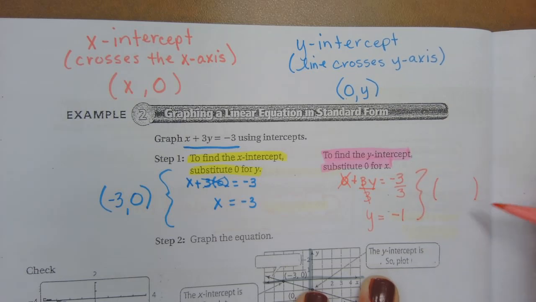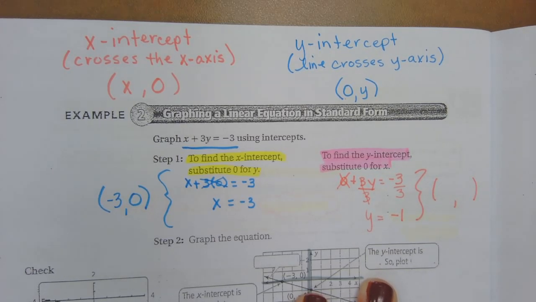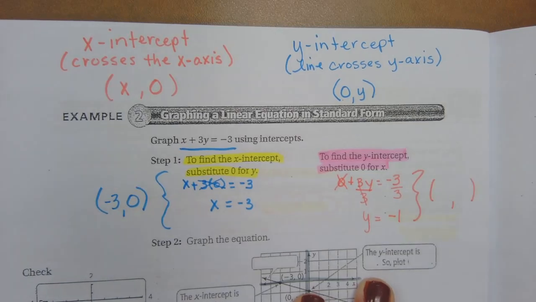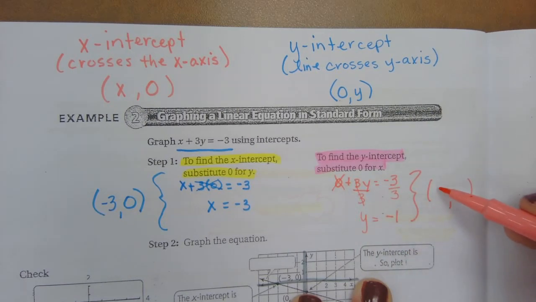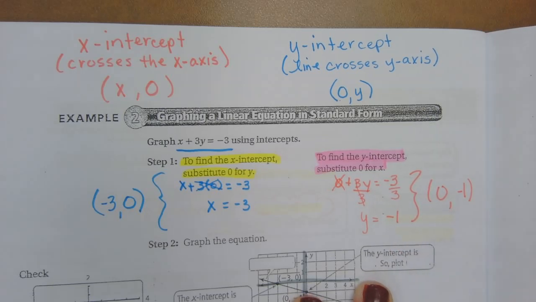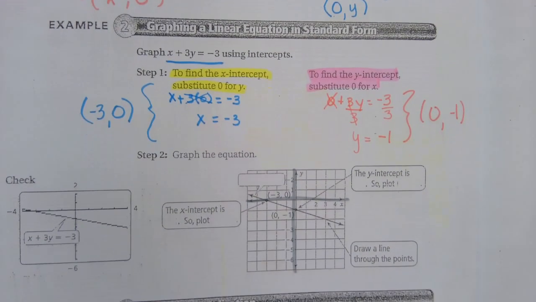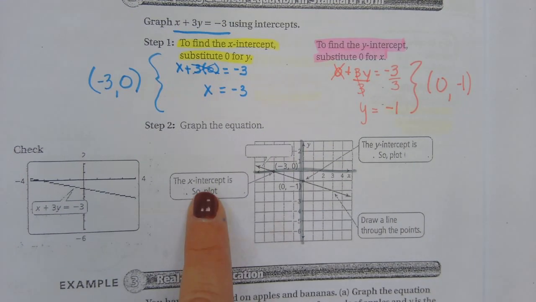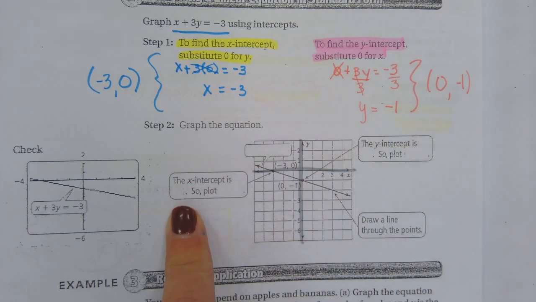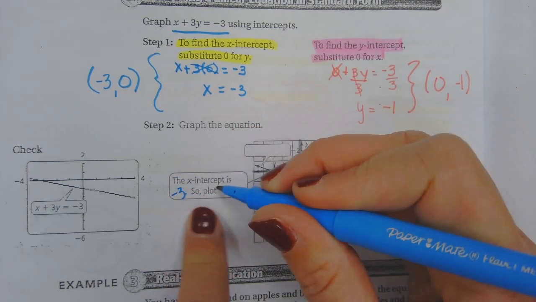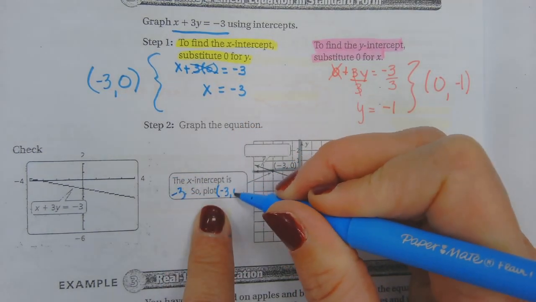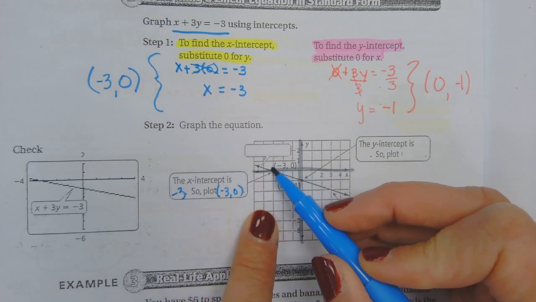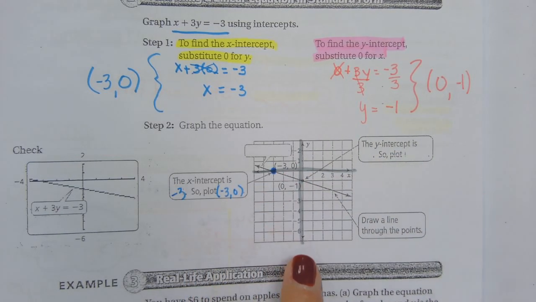So what do we know about this ordered pair? It's going to be 0, -1, because we put 0 in for x, and y was -1. So now we go to our graph, and the x-intercept is -3. So we're going to plot -3, 0. So -3, 0, and we put our point there and we label that.